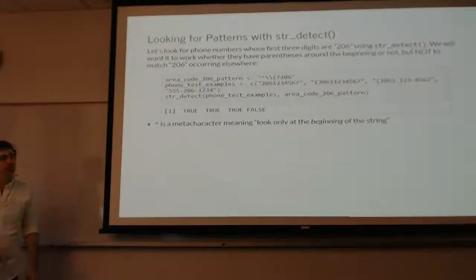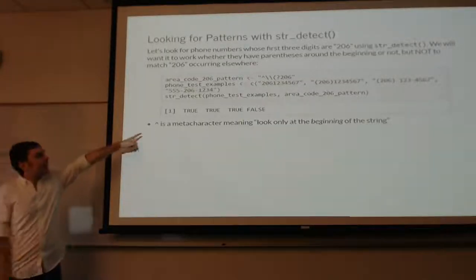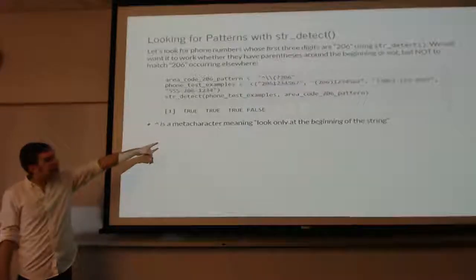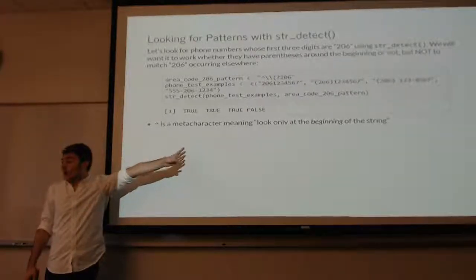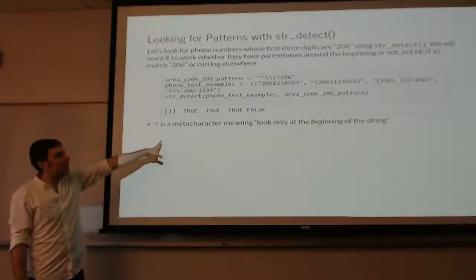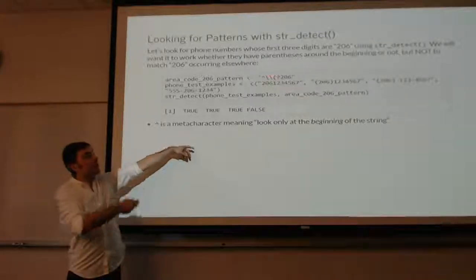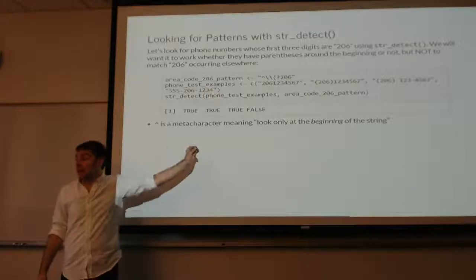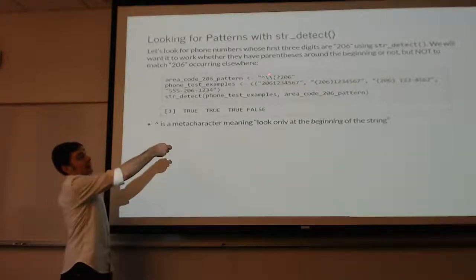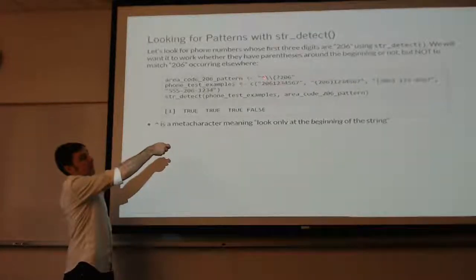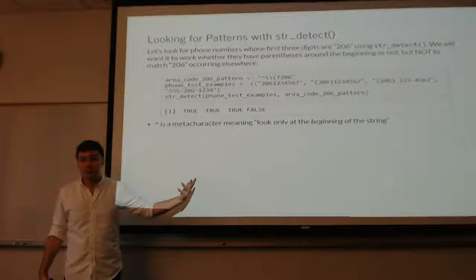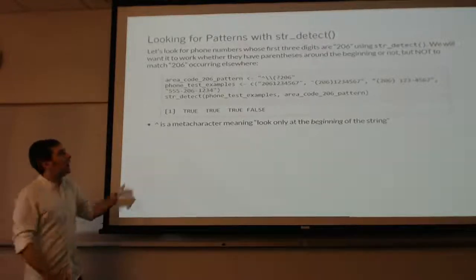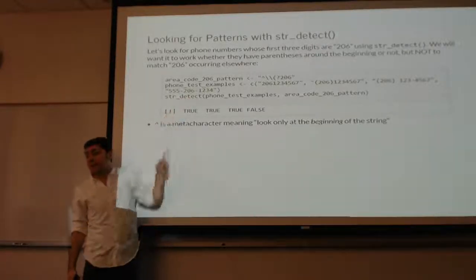So, part by part, caret is a metacharacter that anchors you to the front of the string. It's called the front anchor. This says, okay, the regular expression, whatever I'm searching for, can only occur at the beginning of the string. So I put the caret here to say the beginning of the string has to be here. Whatever follows this caret is going to have to be the first character in the string. So I've anchored it to the front. This is to avoid getting a 206 that's in the middle of a string.